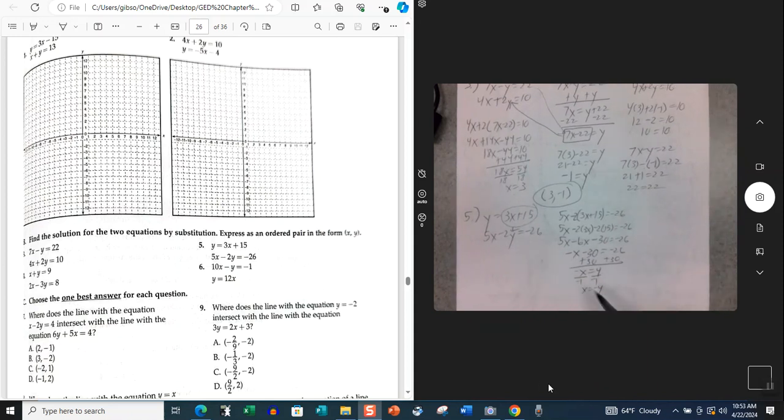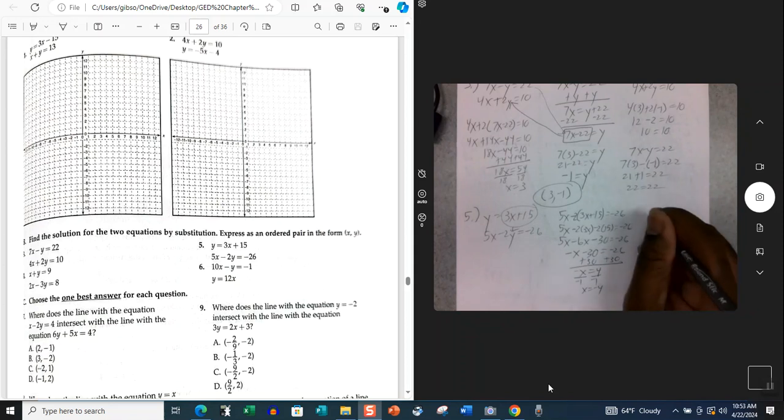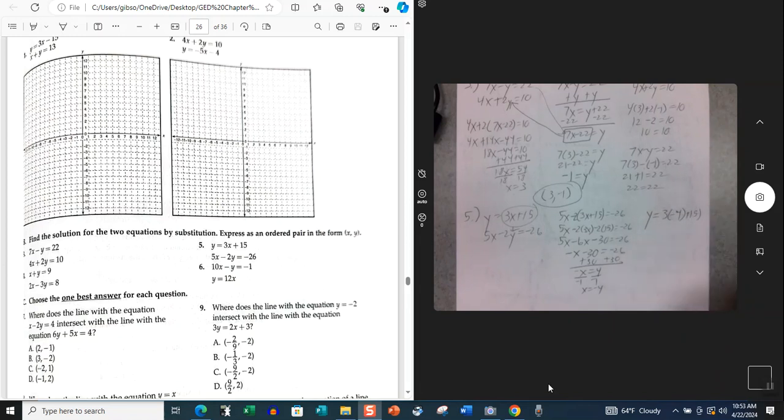Now, we're going to substitute in negative 4 for x. So I take it with the top equation. We have y equals 3 times negative 4 plus 15. Y equals 3 times negative 4 is negative 12 plus 15. Negative 12 plus 15 is 3. So we're saying our ordered pair is negative 4, 3. And you could go back and check it in the problem.